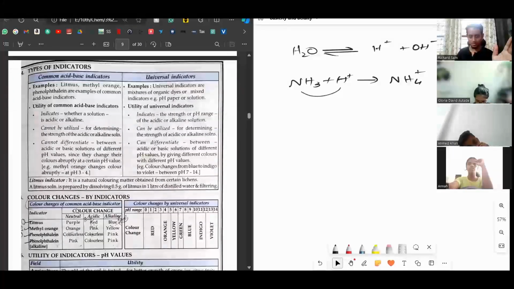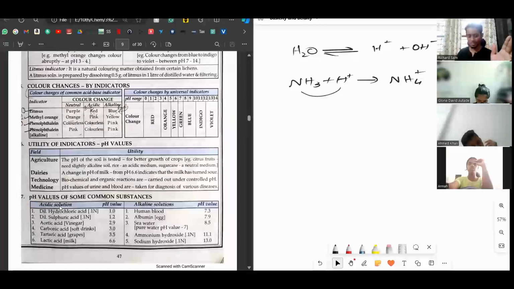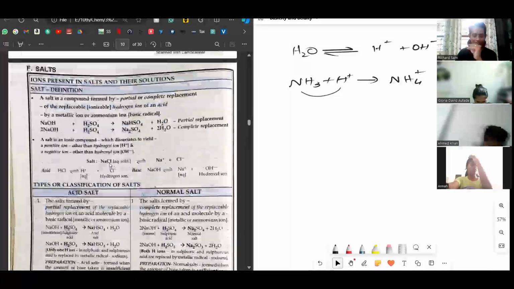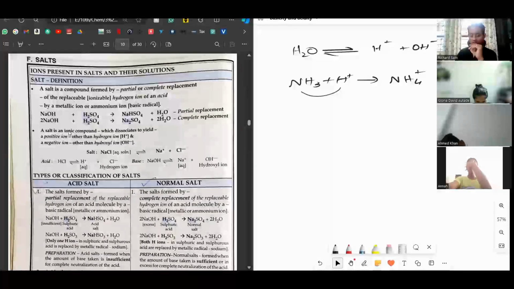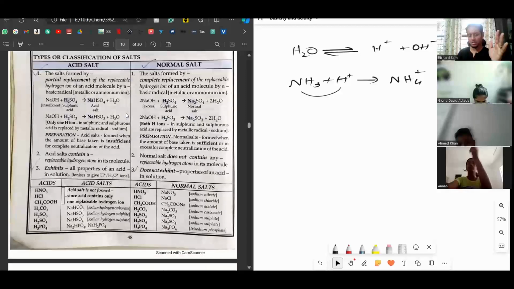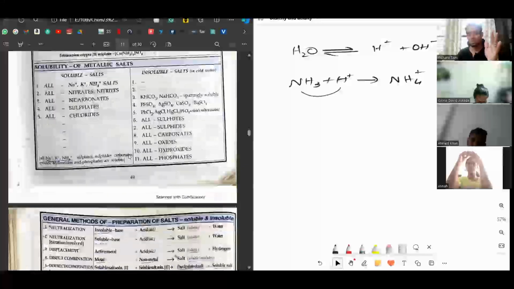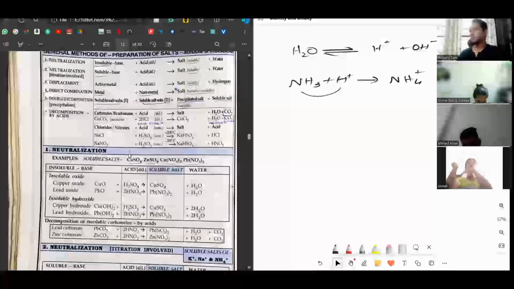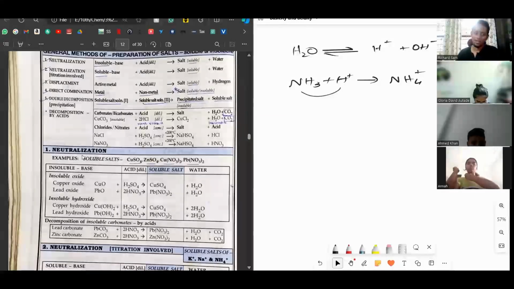Different types of indicators. These are the color changes. How do the indicators work? So they depend on pH. You know, acids have a pH. What's the pH of acid? Have you heard of pH? Okay, yes. Okay, if you don't know. And then you have salts. Okay, that's the next topic, salts. All about salts. You have preparation of salts. That is the biggest topic in the chapter. Preparation of salts. Okay. All right.